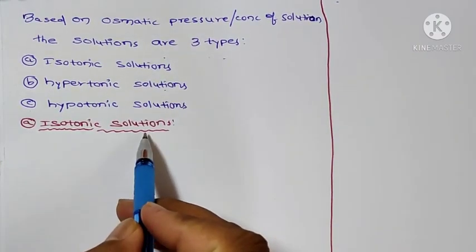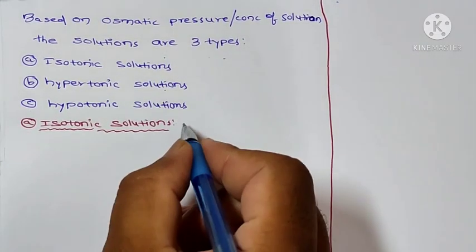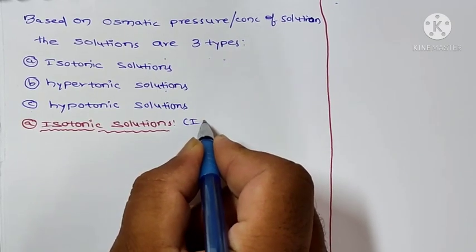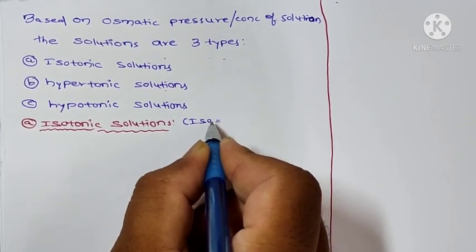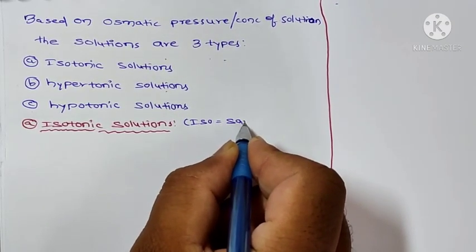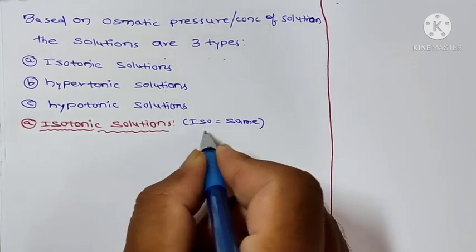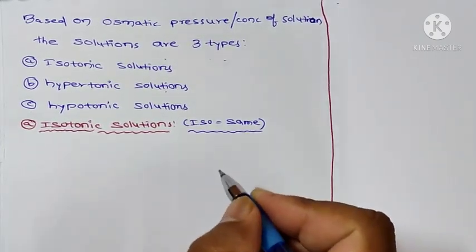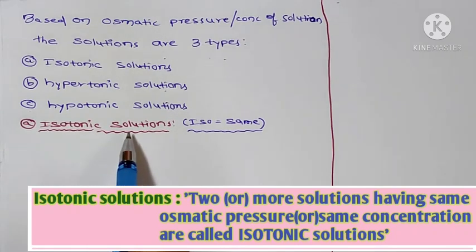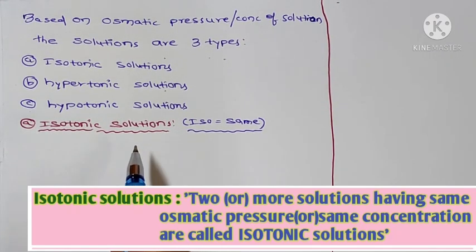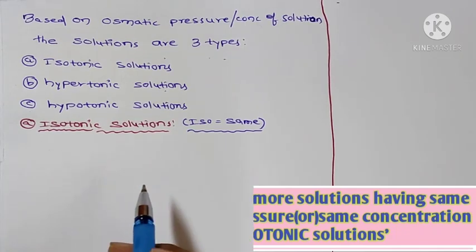The first one, isotonic solutions. Here iso means same. The definition for isotonic solutions: two or more solutions having same osmotic pressure or same concentration are called isotonic solutions.